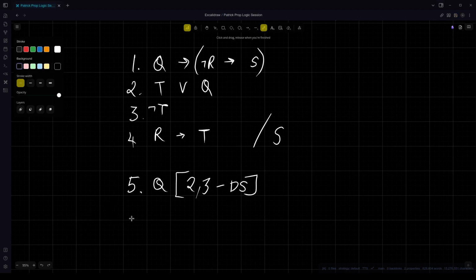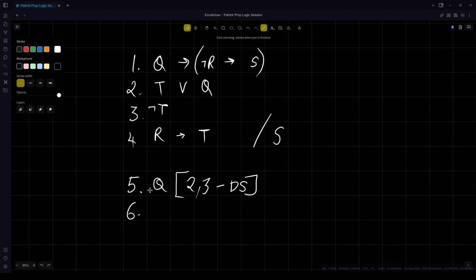Next step. So the next step, I think I can see a... one minute, let me look through the rules. I think I can see another disjunctive... no.